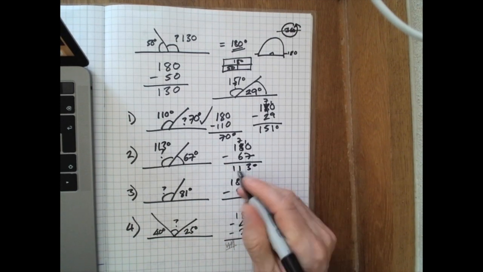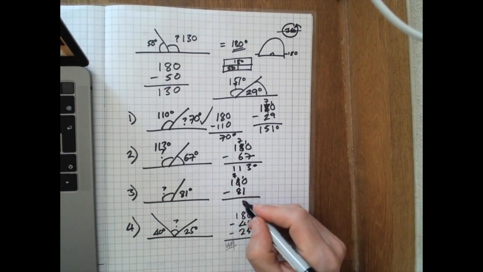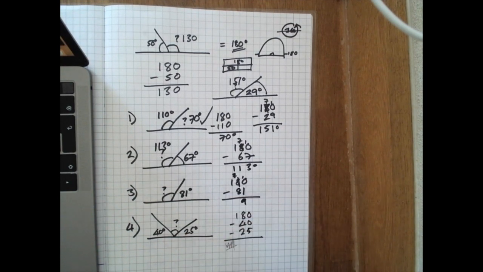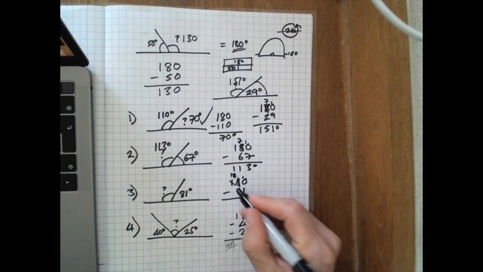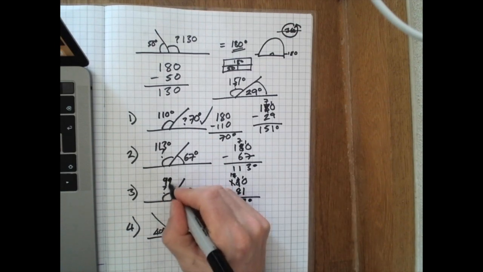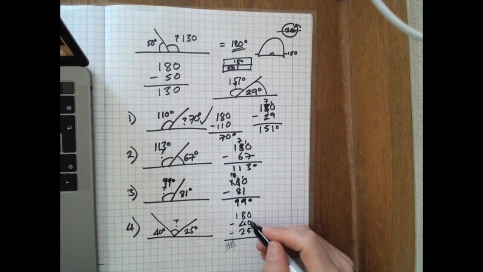180 take away 81. Okay. 0 take away 1. Can't do. That's a 7. That's a 10. 10 take away 1 we can do. 7 take away 8. Can't do. Have to borrow that one. 17 take away 8 is a 9. 99 degrees.